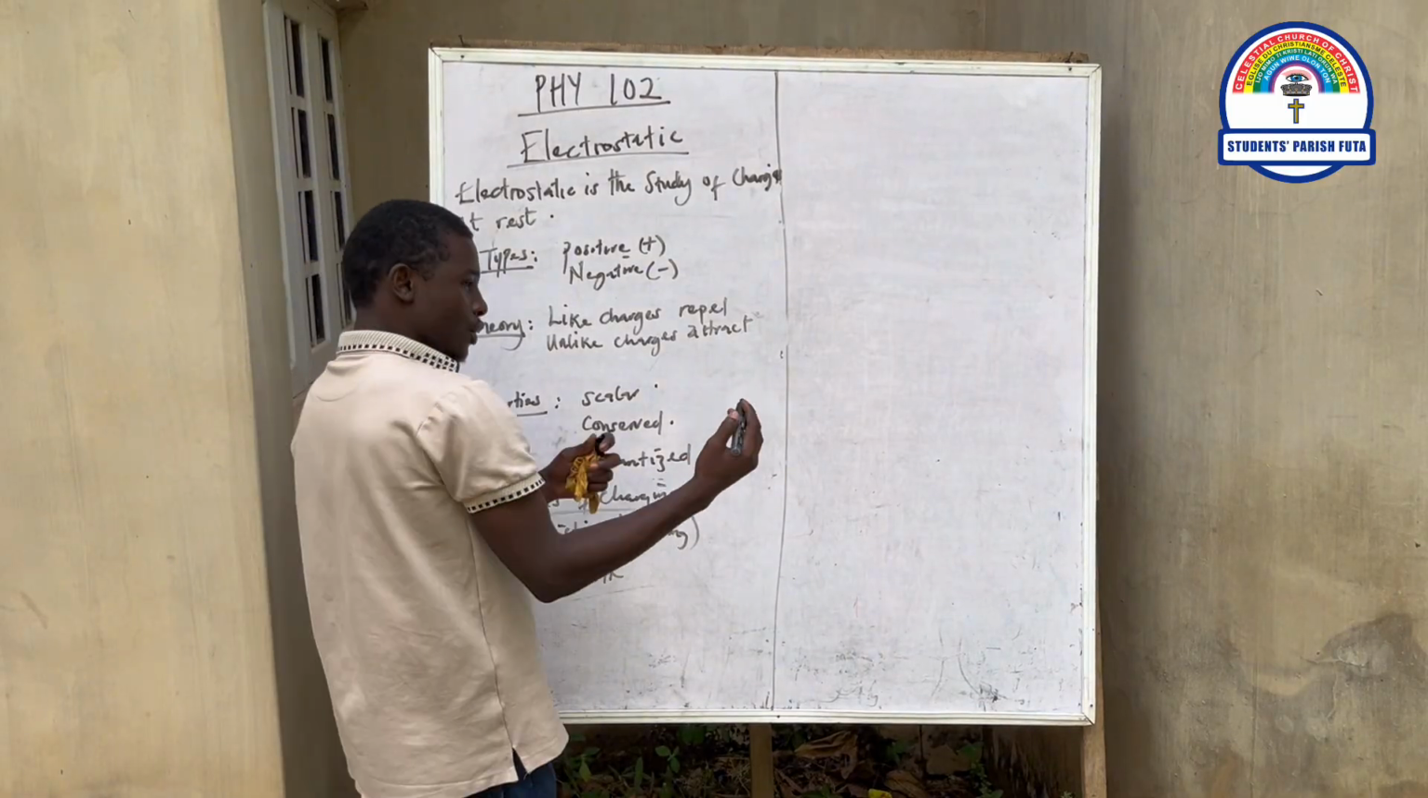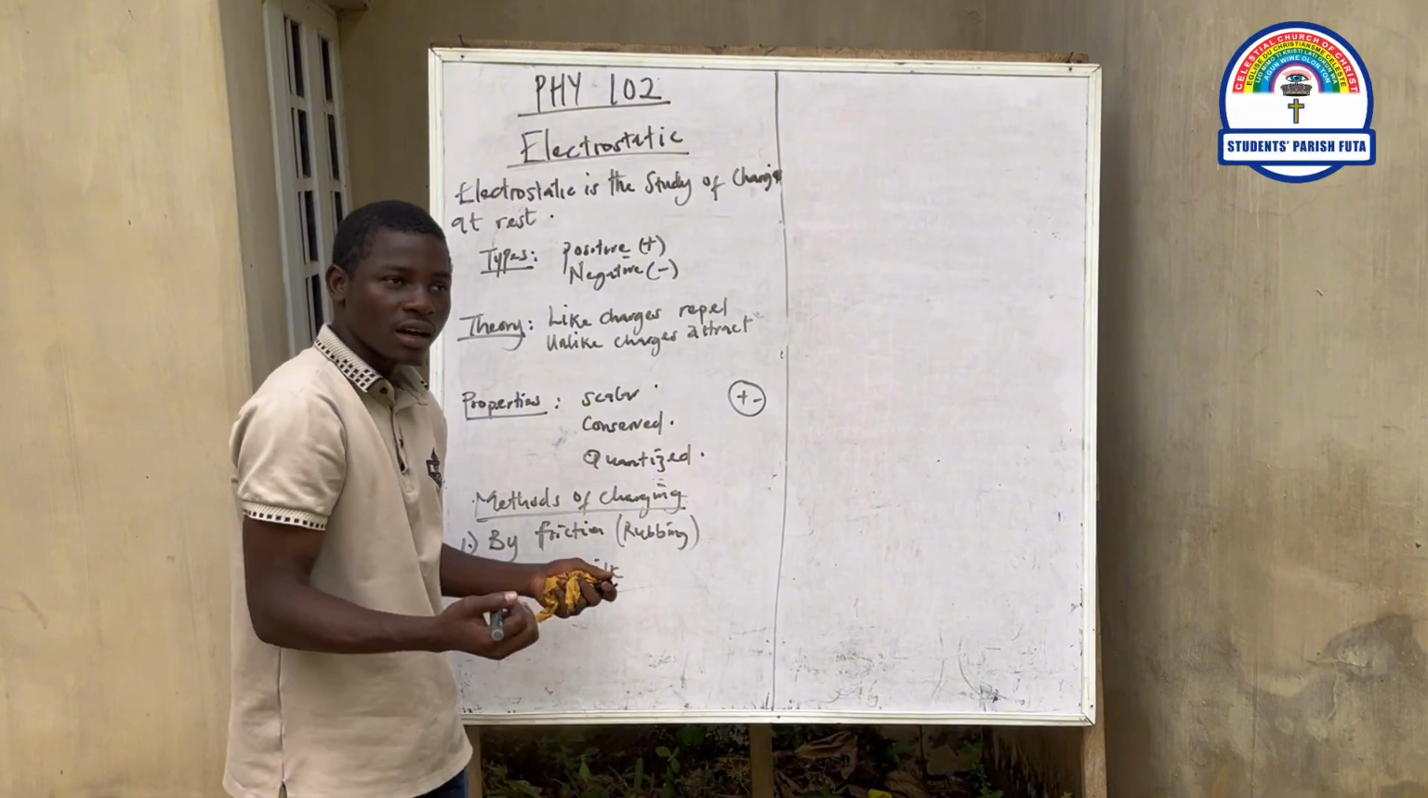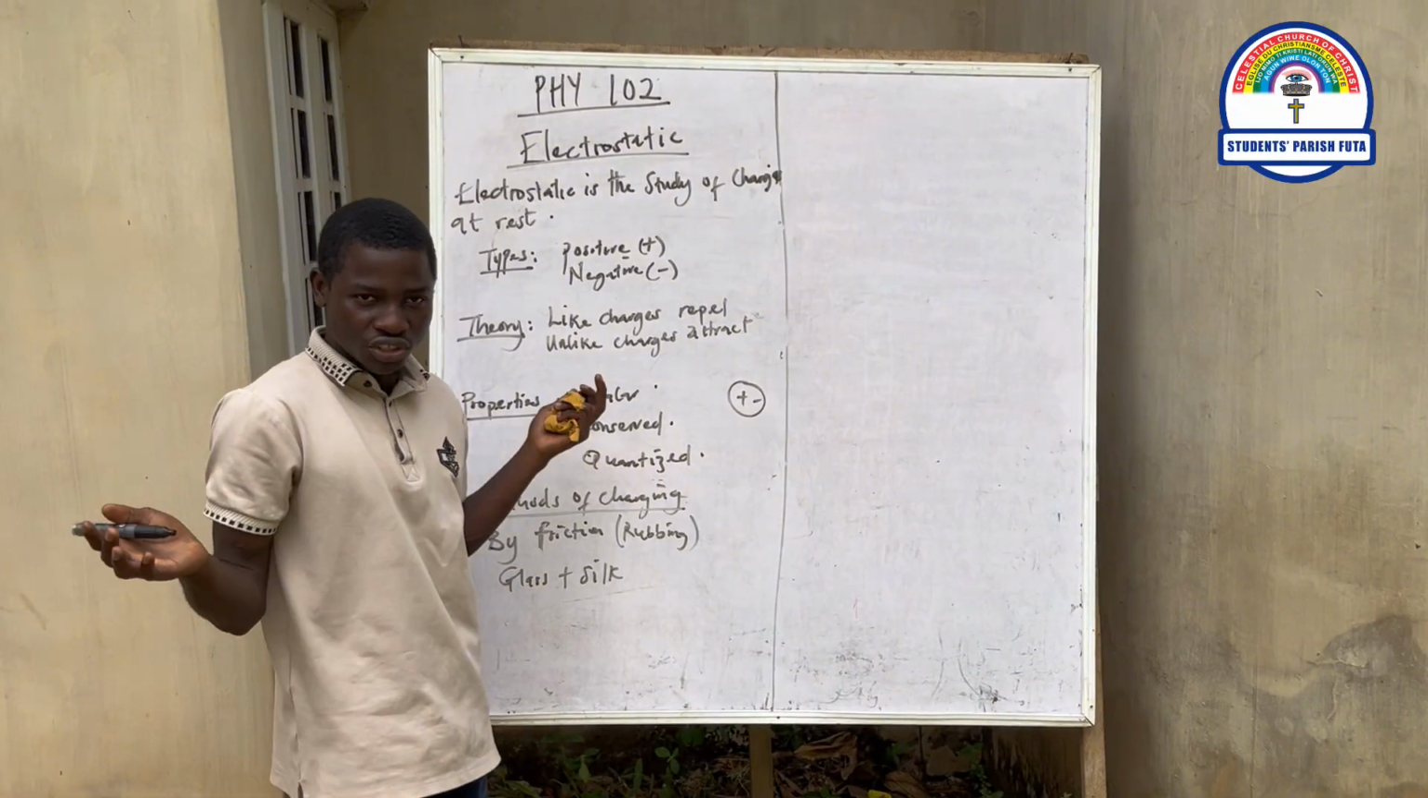You know that in a neutral body, you have a combination of positive and negative charges, which makes it neutral. I have +2, I have -2. It means I'm neutral. You understand?